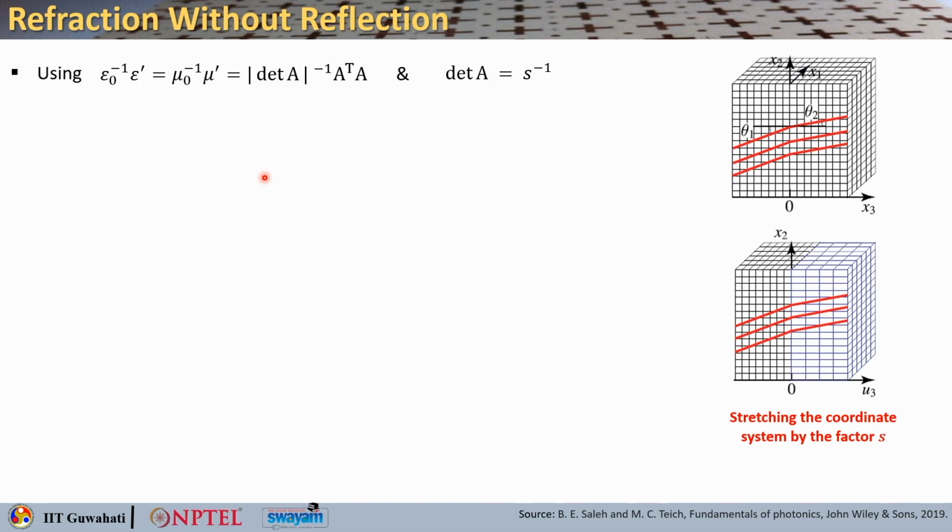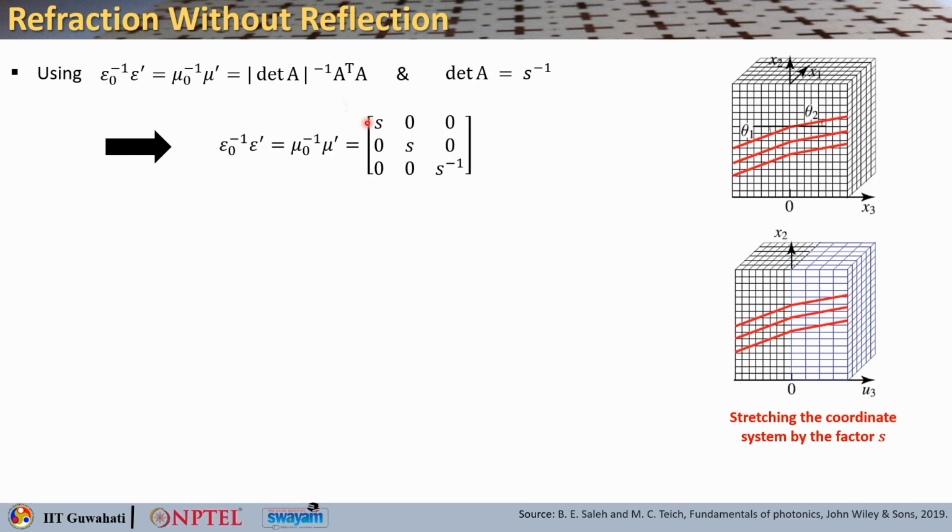Okay. So, with that you can now correlate to the material property which can implement this kind of coordinate transformation, right. So, you can write epsilon naught inverse epsilon prime equal to mu naught inverse mu prime. Epsilon prime and mu prime will be the new material permittivity and permeability, and that should be equal to the modulus of the determinant of A inverse, times A A transpose, and we have already calculated that the determinant of A is 1 over S.